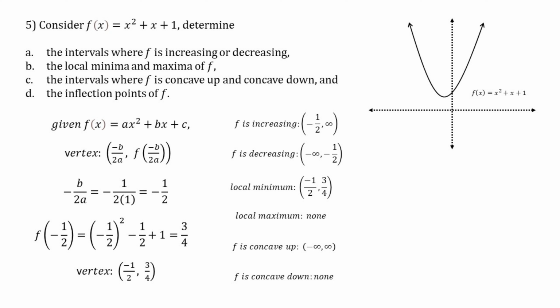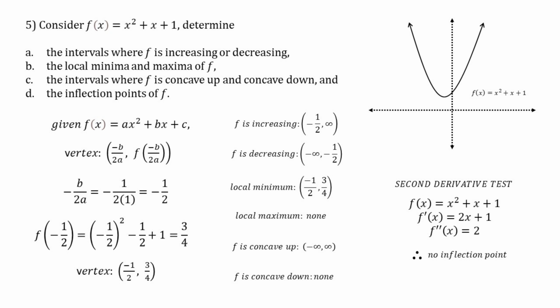Now, to find the inflection points of the function, we perform the second derivative test. The first derivative is 2x plus 1, and then the second derivative is 2. Therefore, as the second derivative is constantly positive, the graph has no inflection points.